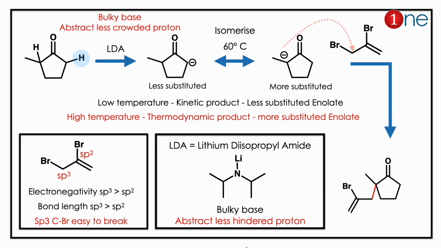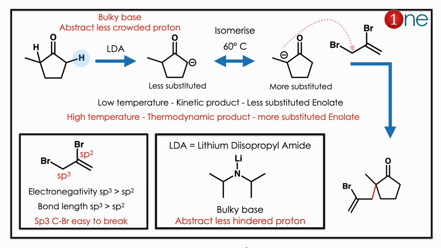Here many important facts are there. First step, you are using the base LDA, lithium diisopropylamide, which is a bulky base. It abstracts the less hindered proton. The proton on the side opposite to the methyl is less hindered, so it is abstracted. You have anion formation. Then you are heating it up. In heating, high temperature always forms thermodynamic products, so you have the enolate on the methyl side.